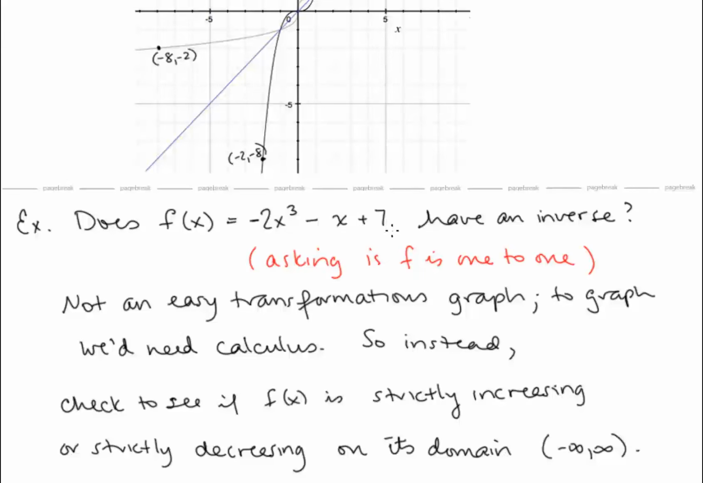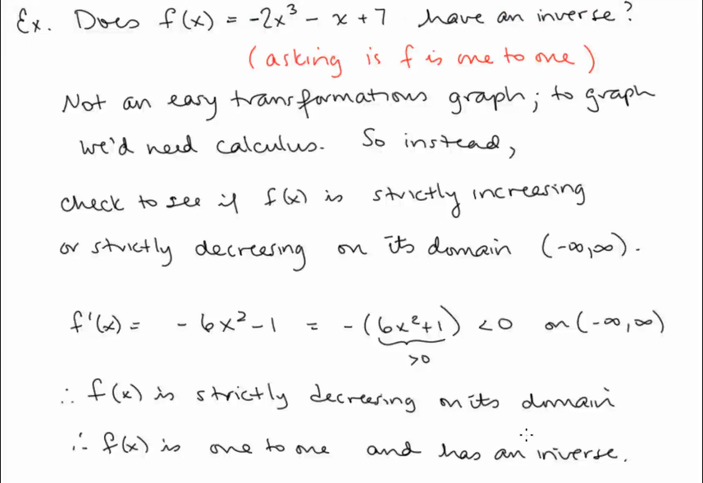So instead of going through all of those details to get the sketch, let's see if we can show that this graph is one-to-one without actually getting the sketch. Earlier we showed that for y equals x to the third, it was strictly increasing on its domain, and therefore it was a one-to-one function. So let's see if we can show that this function, whose domain we know is the entire real line, is either strictly increasing or strictly decreasing. If we can show that, then we know the function is one-to-one, and then we know that it has an inverse. So we'll take the derivative here.